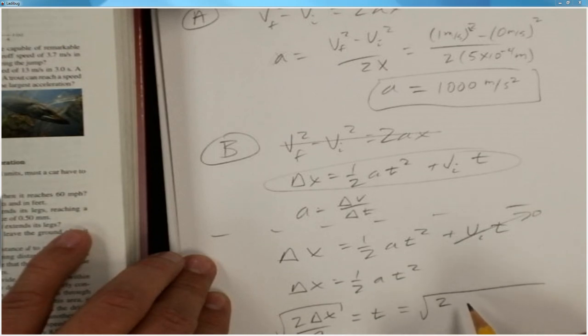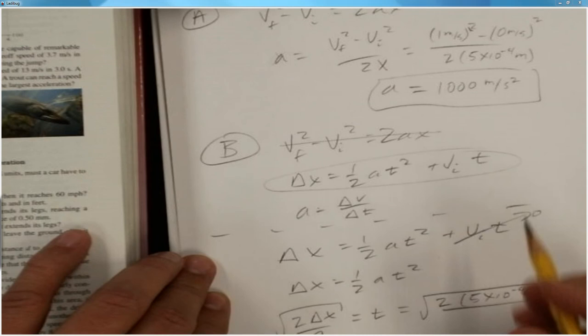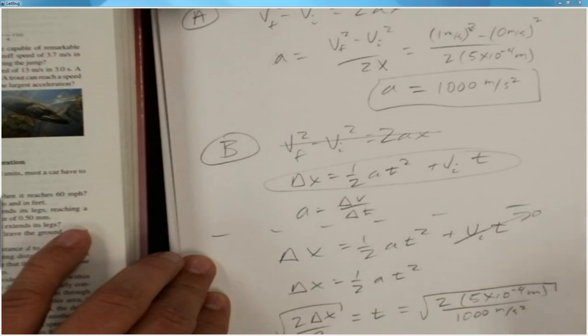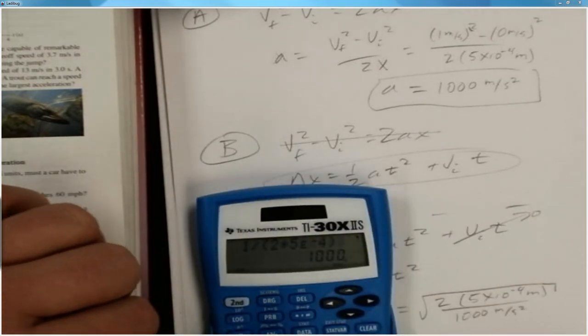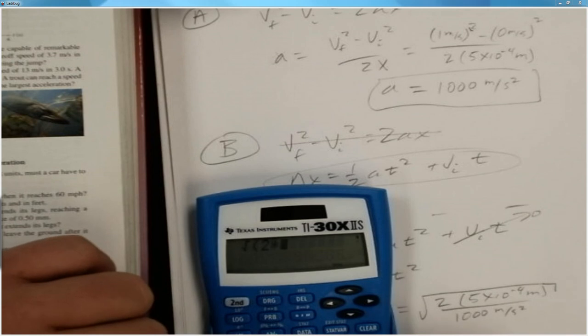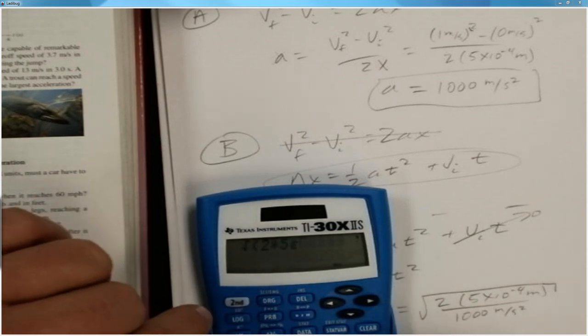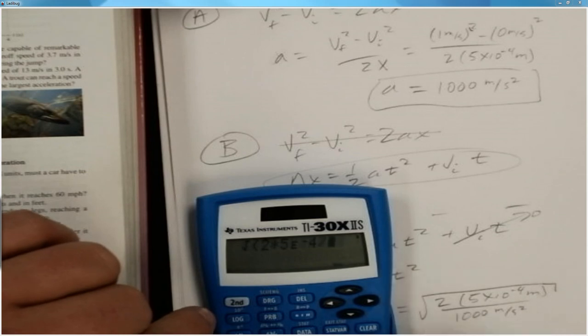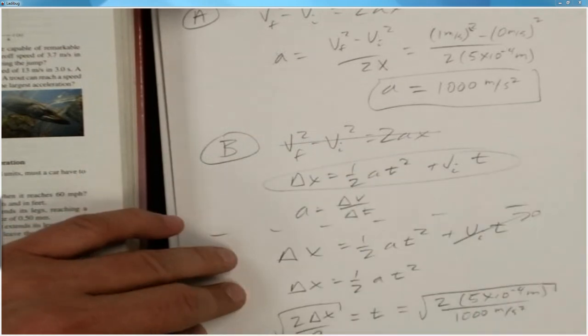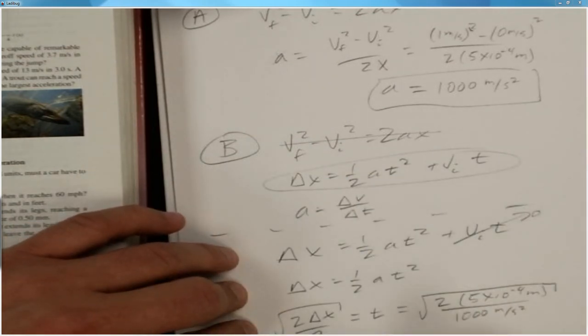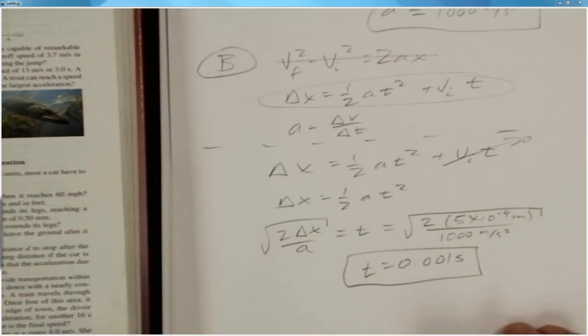Delta x is 5 times 10 to the negative 4th meters. And a, which we just found in the previous part, is 1,000 meters per second squared. So if you plug this in, second, square root, 2 times 5 EE negative 4 divided by 1,000, close parentheses, that is 0.001 seconds. And that's the answer for part B.